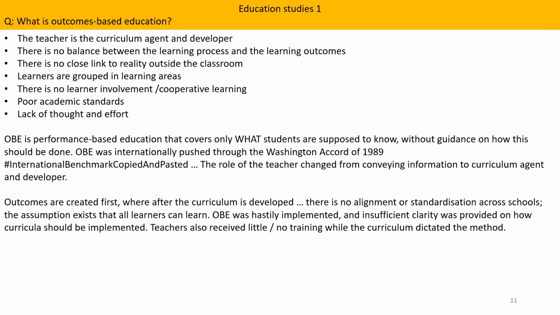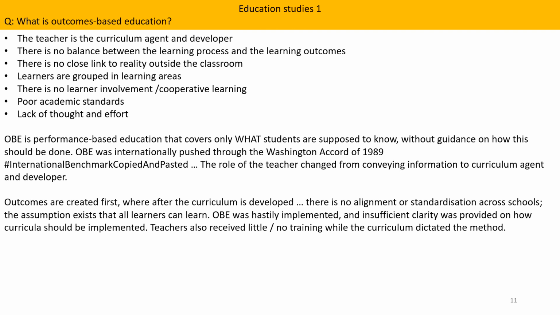Outcomes-based education, for example, the teacher is the curriculum agent and developer. There is no balance between the learning process and learning outcomes. There is no close link to reality outside the classroom. Learners are grouped into learning areas. There is no learner involvement or cooperative learning. Poor academic standards, and lack of thought and effort.